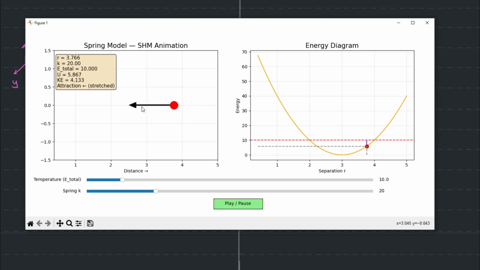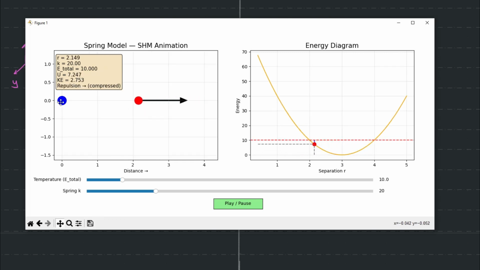So if it goes too far, sorry, it goes near. So left is near. So the other atom is here actually. I think I do have the other atom as well. Yeah. So the other atom is over here. Think that it's stationary. From its perspective, it's stationary. So the red atom or the molecule, it goes left and right.